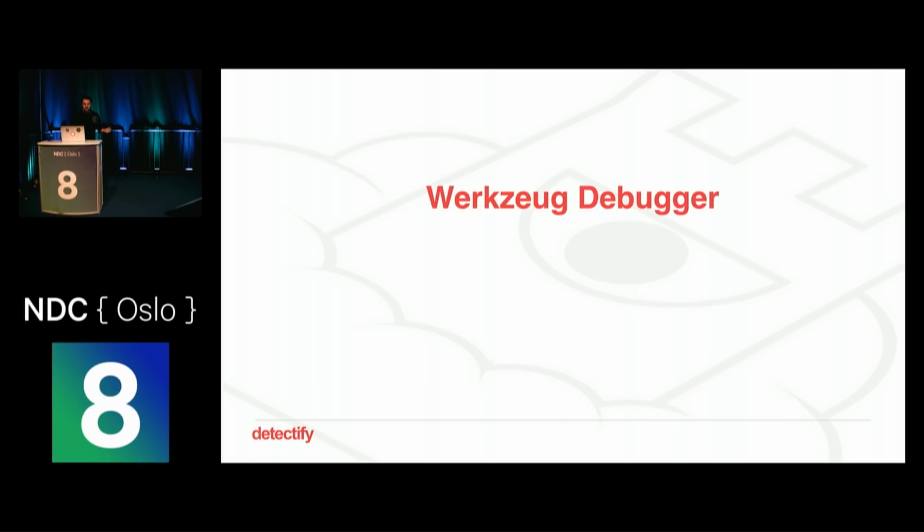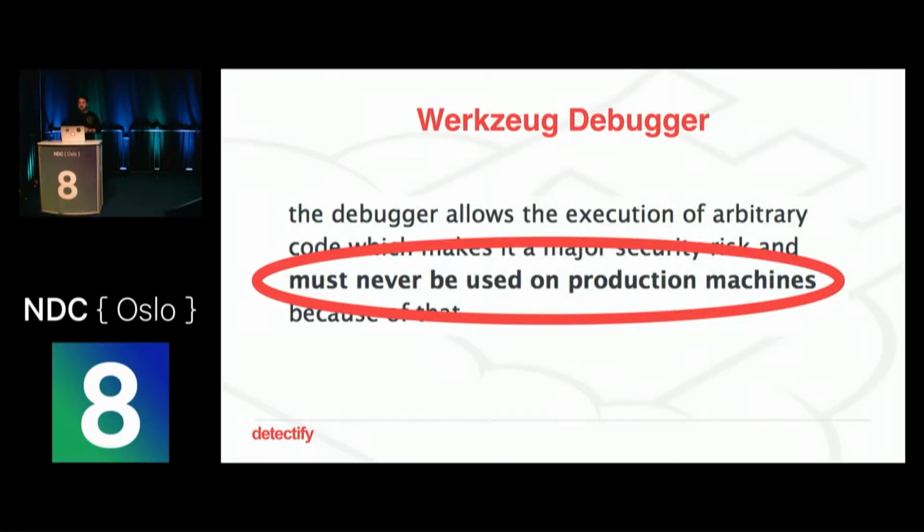So I found a framework called Flask. Flask was an easy to set up web framework for Python. And when I started reading the documentation, I was reading, okay, what does Flask have? And one of the things it has was Werkzeug Debugger. And when I started reading the documentation, it said, must never be used on production machines.